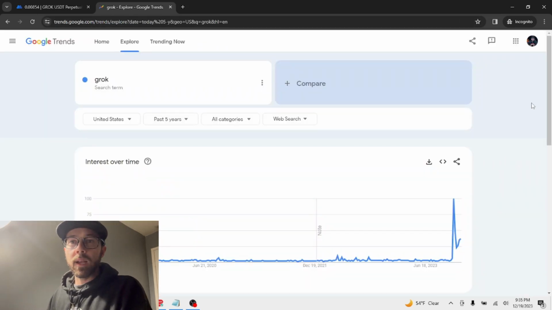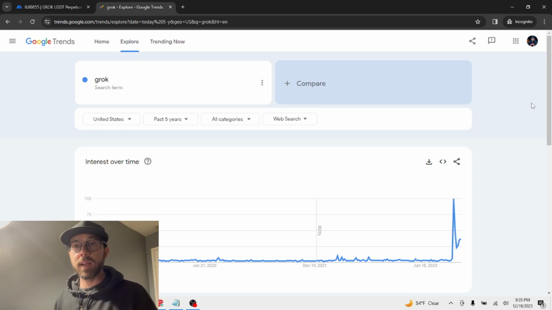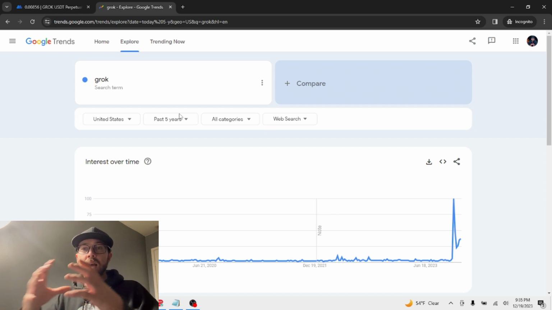And this is Google Trends right here. I used to use this a lot to see how popular a certain keyword is when I was trading the stock market. It can be really helpful, especially for a newer ticker, something that just went public, or a new piece of technology, something that's new to the world. And GROK as a token and as the AI chatbot is new to the world. And as you can see, it shows interest over time. It ranks it on a scale from 0 to 100, depending on the time span that you select.